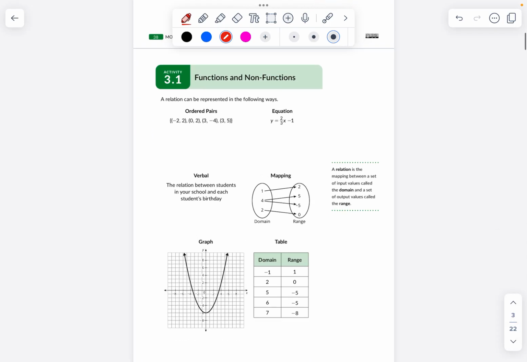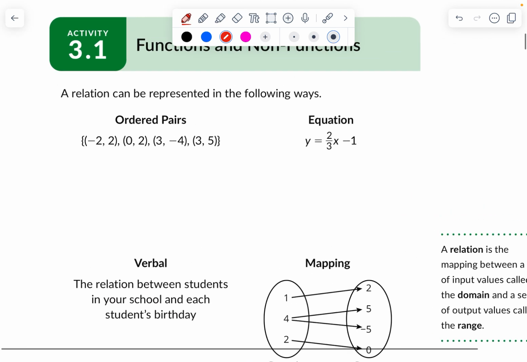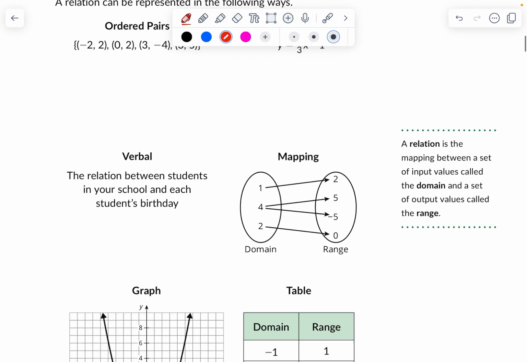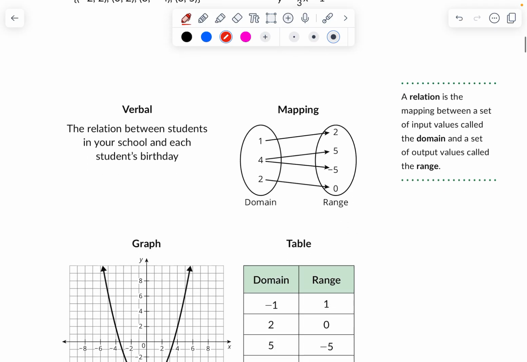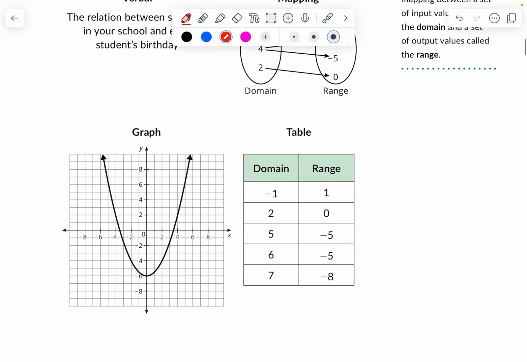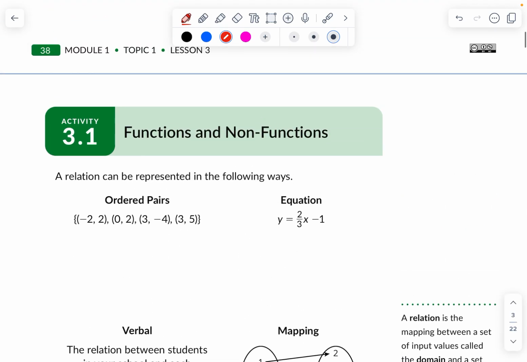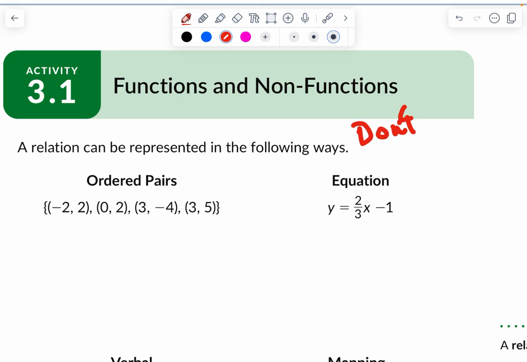So we're going to talk about how do you know if we have a function or not a function. Well, here's my first one. I have all these 6 different ways to represent relationships. I've got ordered pairs, an equation, a verbal description, something called mapping that you should have seen last year, a graph, and a table. It all comes down to this. Don't go back to your X's, okay? Once you're done with an X, don't go back to it. Do that in relationships too.